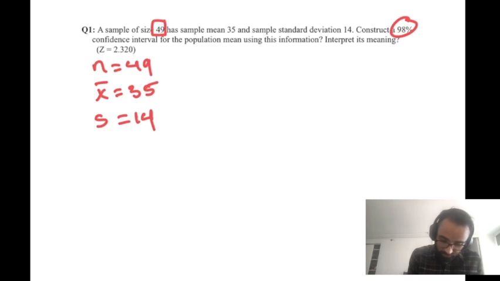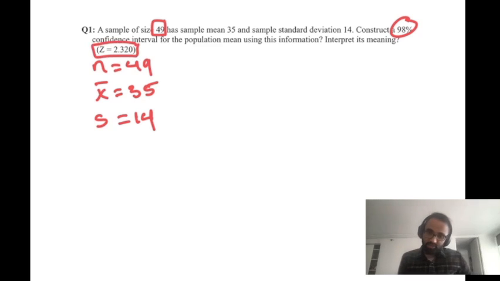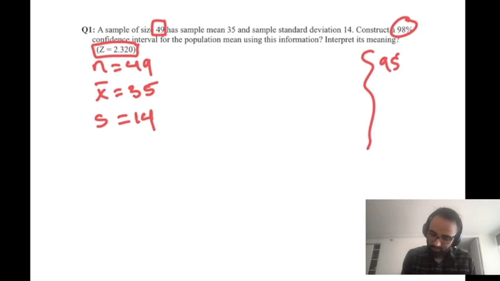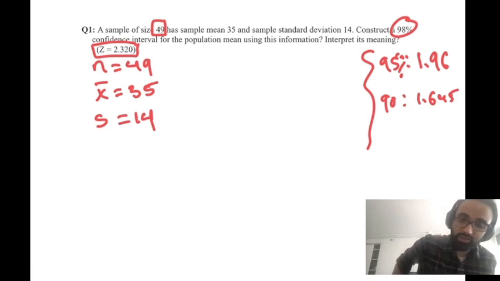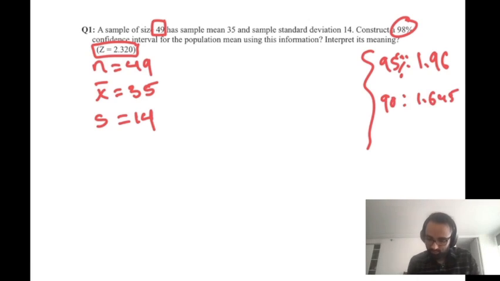And then we're given the z-value, so we don't have to look it up. There are standard values associated with each of these confidence levels, so you might want to know what those are. For example, I believe for 95%, it's 1.96. There's a bunch of different ones. 90%, I believe, is 1.645 or something like that. I don't remember, but you can just easily look it up on the web.